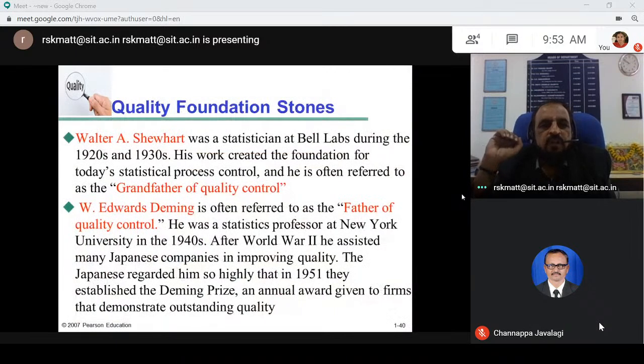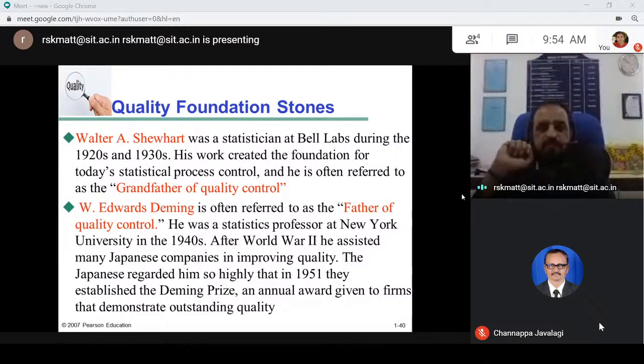Shewhart, who was a statistician at Bell Labs during the 1920s and 30s, created a foundation for statistical process control. Statistical concepts are the backbone for quality and the Six Sigma process. And this Shewhart is a statistical professor and is called the grandfather of quality control.